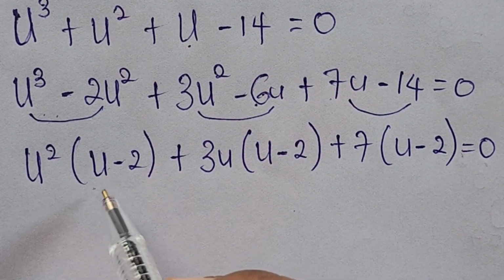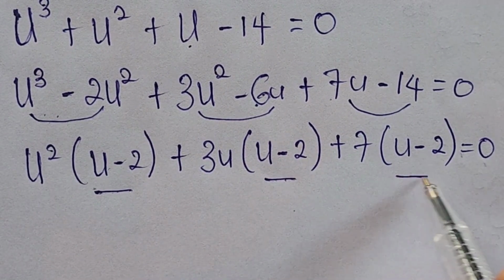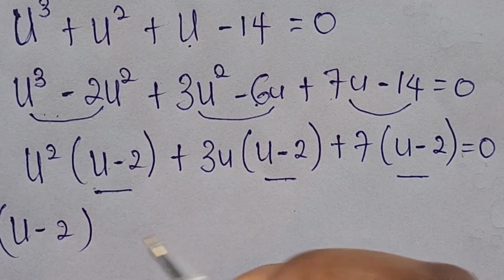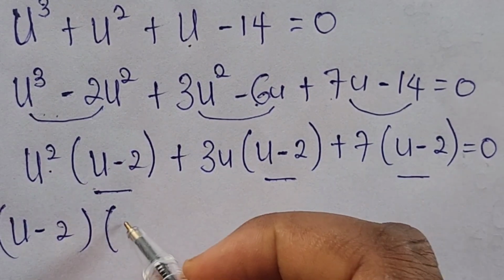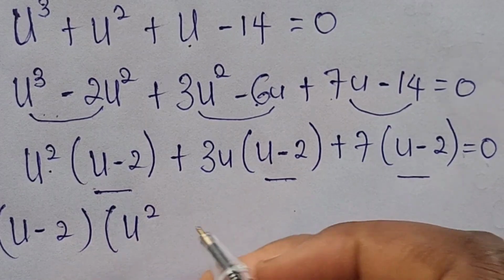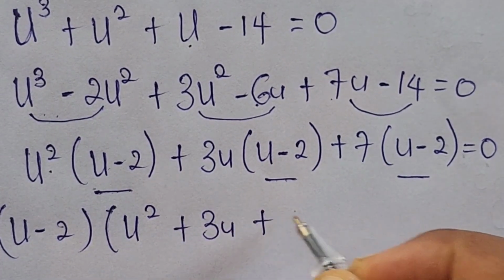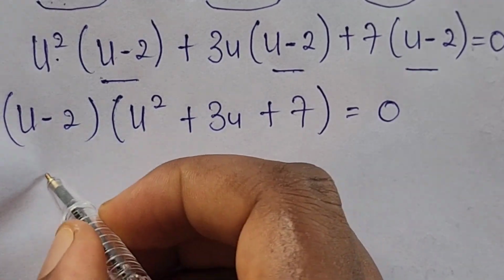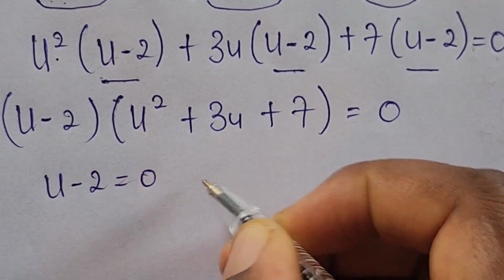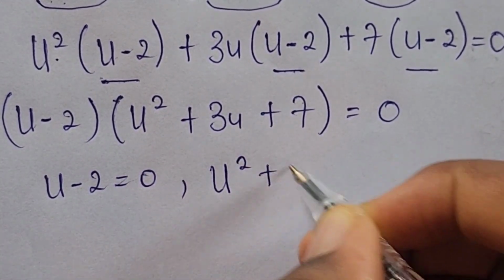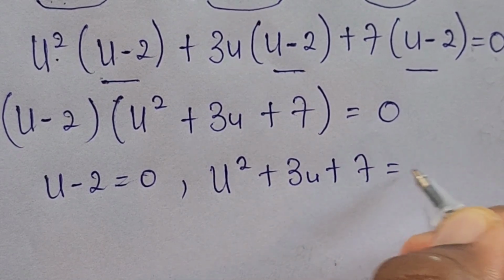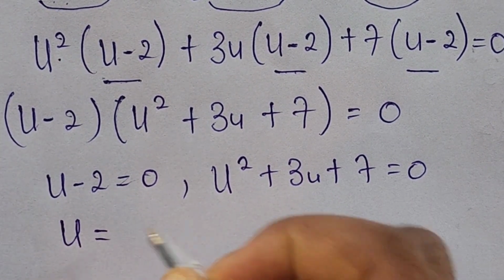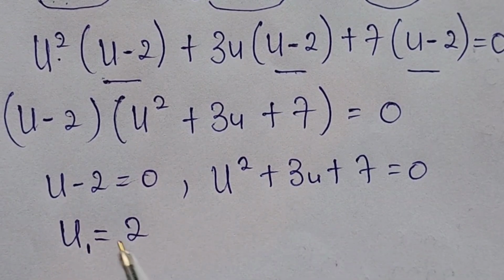So we have a common factor here. So we'll factor it out, u minus 2. We are left with u squared plus 3u plus 7 and this is equal to 0. This simply means that our u minus 2 is equal to 0 and our u squared plus 3u plus 7 is equal to 0. So solving this linear equation, we have that u is equal to 2. So this is our first value for u.